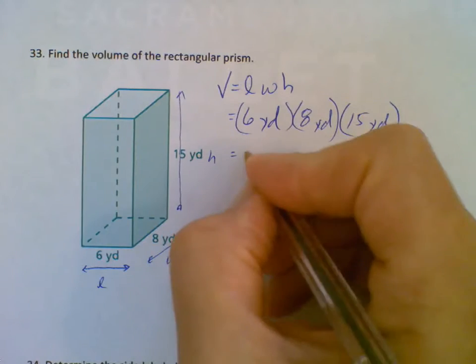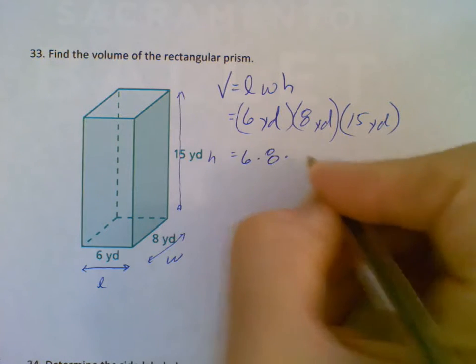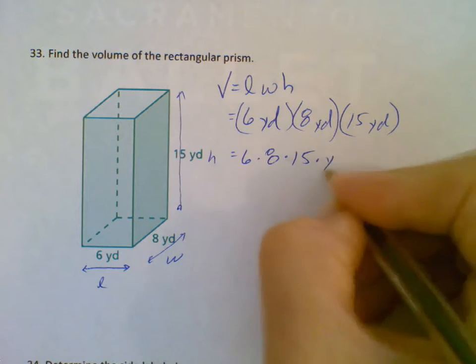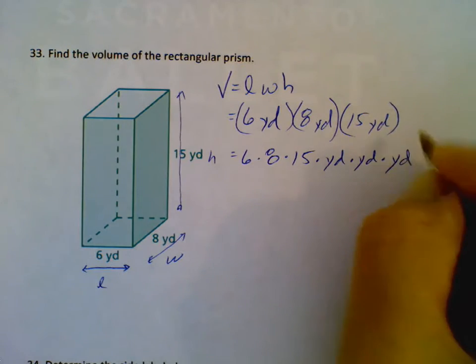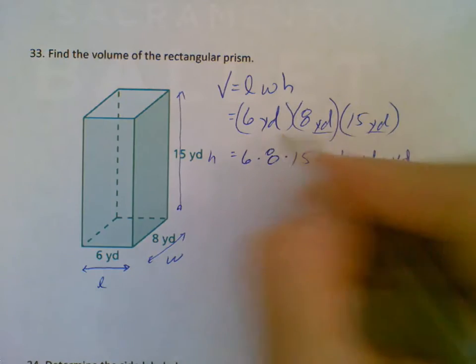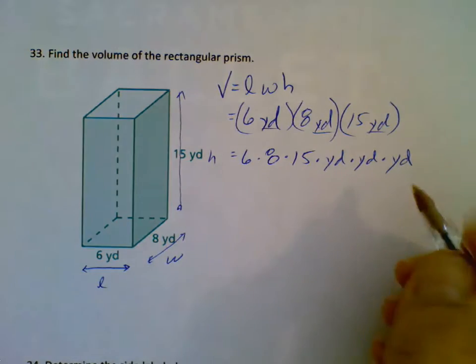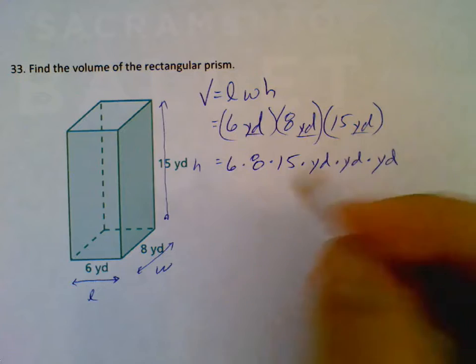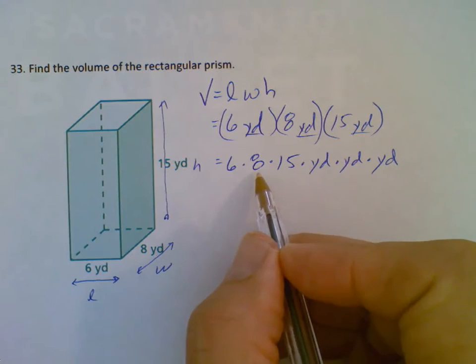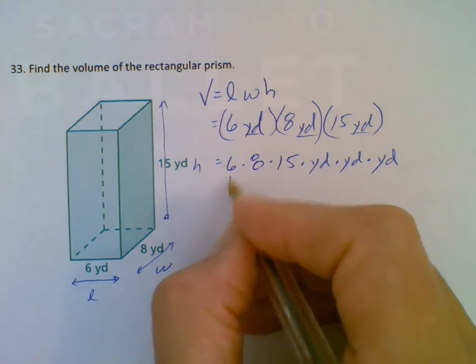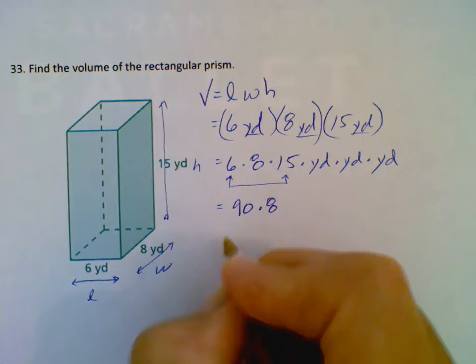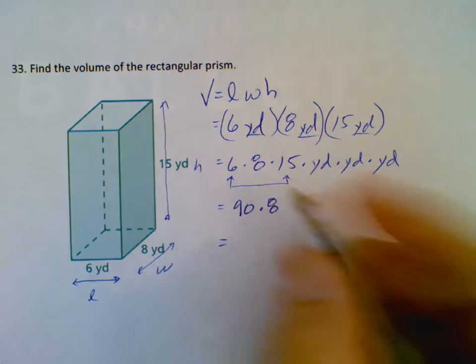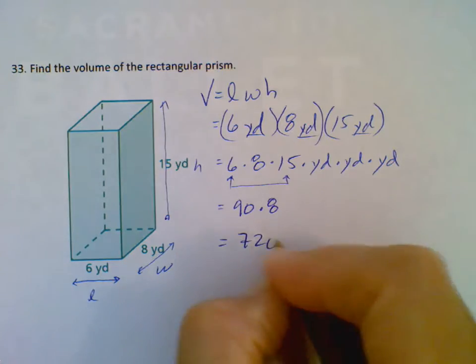So I have 6 times 8 times 15 times yards times yards times yards. Right? There's yard there, there, and there. So let's see, is there an easiest way to do this? 6 times 15 is 90. So I have 90 times 8. 90 times 8 is the same as 9 times 8 with a 0 tacked on, so that's 720.